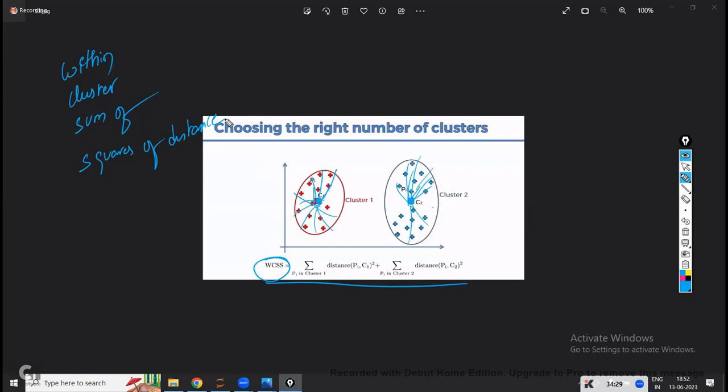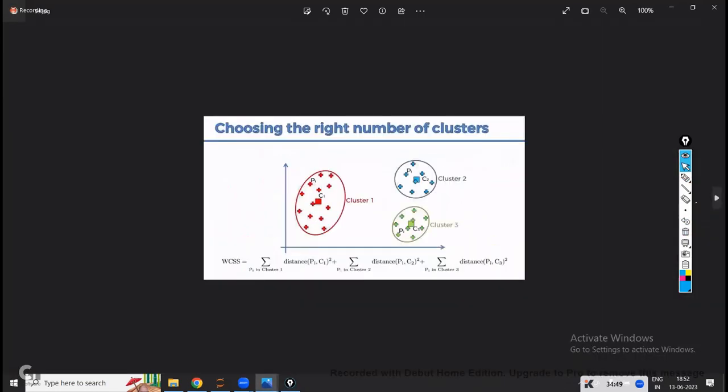Within the cluster, what is the sum of the squares of distances? You are going to calculate the sum of the squares of distances for the first one and for the second one. Later you are going to calculate it for the third one.